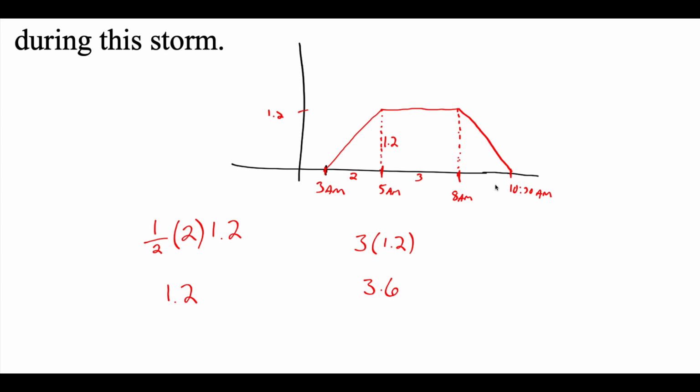And then on the right-hand side, we've got another triangle. This time the distance across the bottom is 2.5, and the vertical height is still 1.2. So now for the area of that triangle, we're going to do 1/2 times 2.5 times 1.2. And if I multiply all that together, then I'm going to get 1.5. And then finally, adding up each of these individual areas, we're going to get 6.3. Now, we were talking about how many inches of snow were falling, so this 6.3 represents the inches of snow.